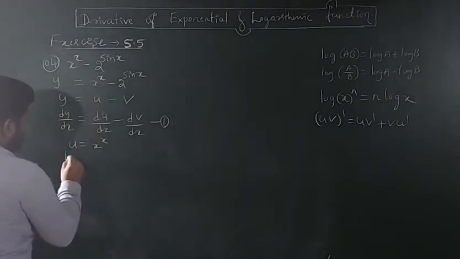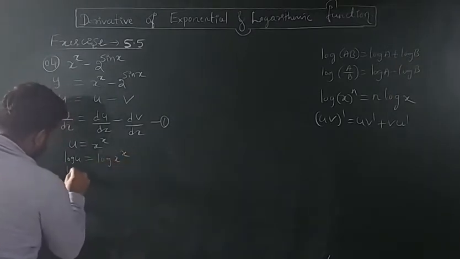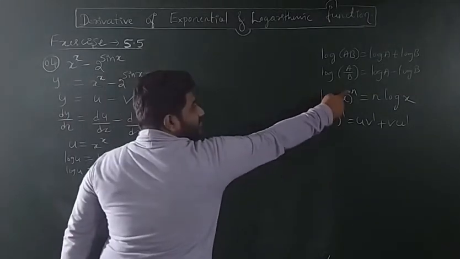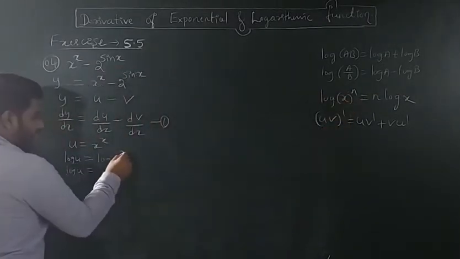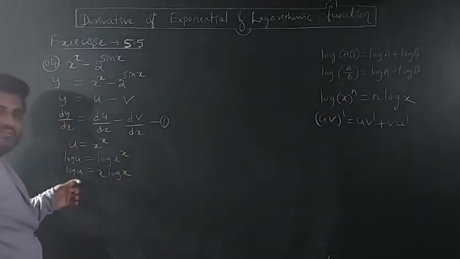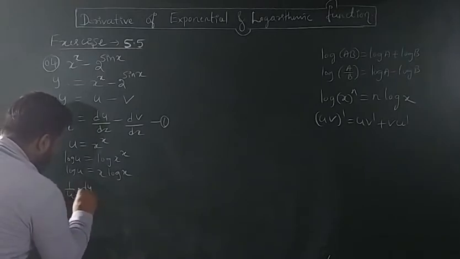Now applying log here. Log u is equal to log of x raised to x. Again, by the log x raised to n property, n into log x, whatever is in the power comes to the front. x into log x. Now differentiate with respect to x. Log u differentiation is 1 by u into du by dx.